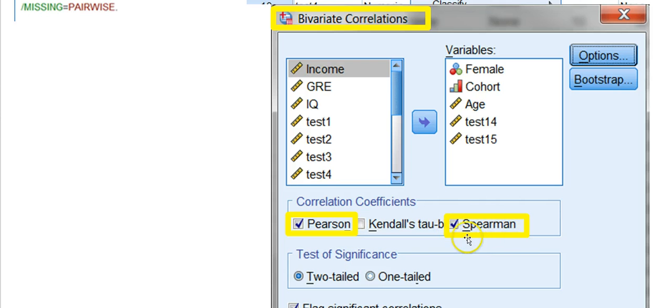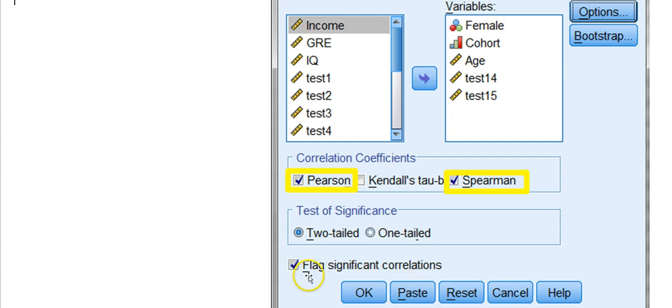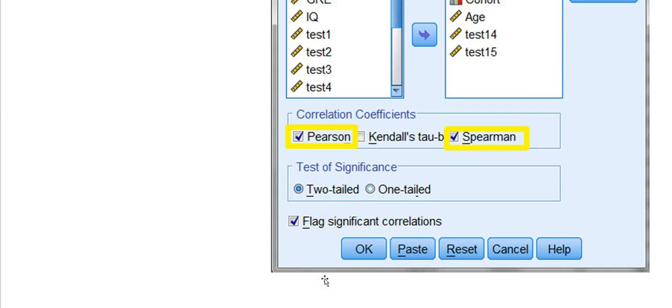The Spearman, again for ordinal data, you would use for the cohort with age, or cohort with test 14 or 15. You would not use the Spearman for female, which is nominal. This is going to give you asterisks next to the statistically significant correlations. So you can uncheck that if you don't want to see them, or you can check it if you want to see them.